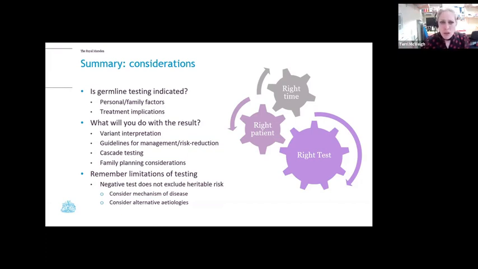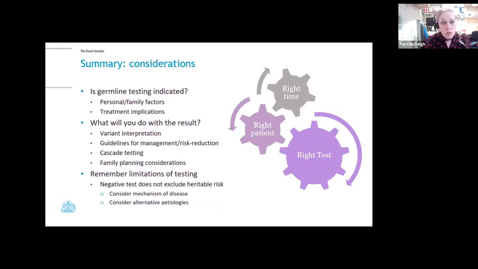You also need to think about what you're going to do with the result. So am I going to be able to interpret what a variant in this gene means? Is the variant pathogenic? Is it in a gene for which guidelines exist? What am I going to do in terms of risk reduction for the person in whom it's identified, but also for their sister, their brother, their son? You need to think about family planning considerations. So what are they going to do when they want to have their own kids?